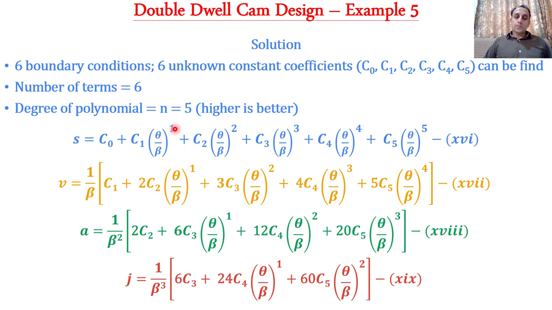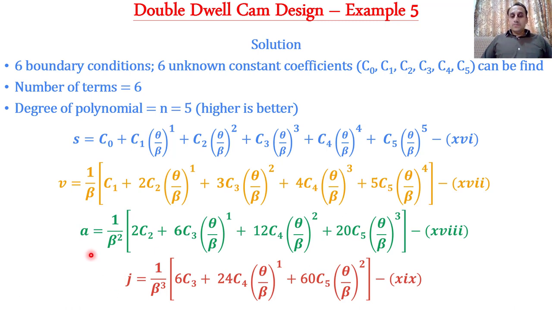You need to take the power down, then reduce the power, and then multiply 1 over beta with that term. 1 over beta is common in each and every term, so that's why we are taking out this 1 over beta. In the similar way, we can take the derivative of velocity and get the acceleration function, and we can take the derivative of the acceleration function and get the jerk function.